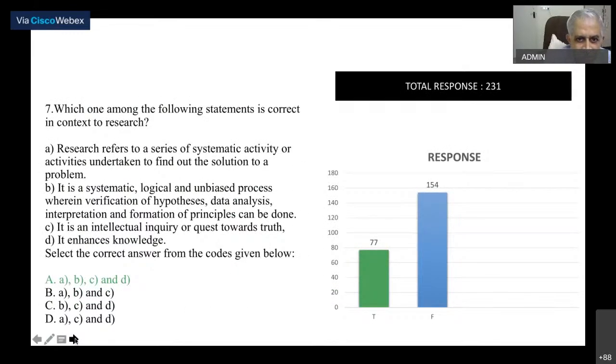Which one among the following statements is correct? When you are given multiple options, you should always see that there could be multiple correct choices. In this one, almost everything is relevant. Research refers to a systematic activity undertaken to find out a solution. It is a systematic, logical, unbiased process, because you may develop hypotheses, do analysis and interpretation. It is also an intellectual inquiry. It enhances knowledge. All of them are correct. So your answer should have been A, 77. One third is correct. So select A as the answer. Next.